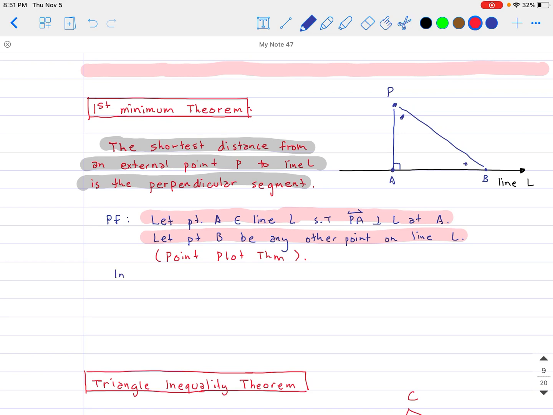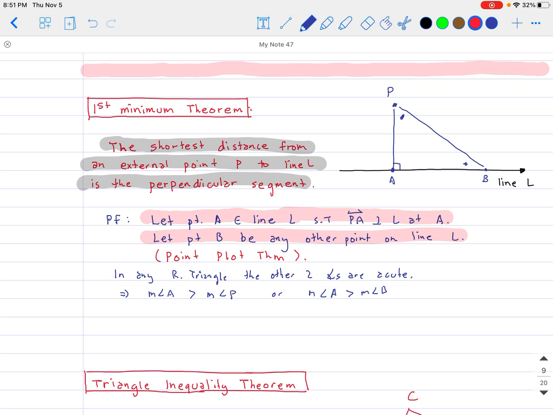So here, let me just write that down. In any right triangle, the other two angles are acute, and that is to say acute meaning that is less than 90 degrees. So therefore, what that means is that the measurement of angle A is greater than the measurement of angle P, or we can actually say that the measurement of angle A is going to be greater than the measurement of angle B.